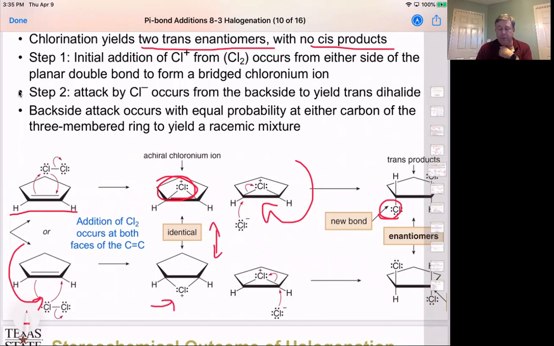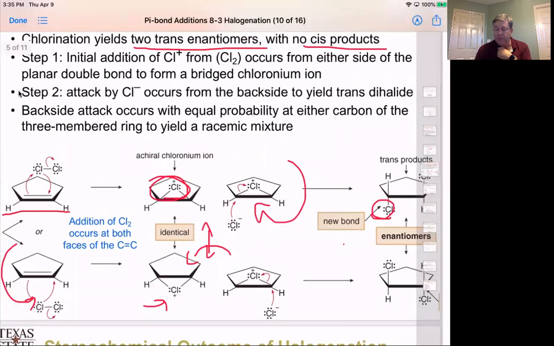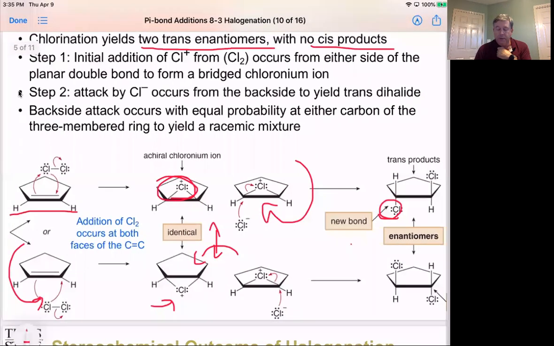But then once we form that, we have to have addition of the halide to the top of the molecule. And when we do that, we end up with the other trans isomer. And so these actually are enantiomers of each other. You'll have to actually take this one and flip it completely over, and then you'll notice the chlorines would be here and here. So they're enantiomers because they are not fully superimposable, but they are also the trans products because it's an anti-addition.